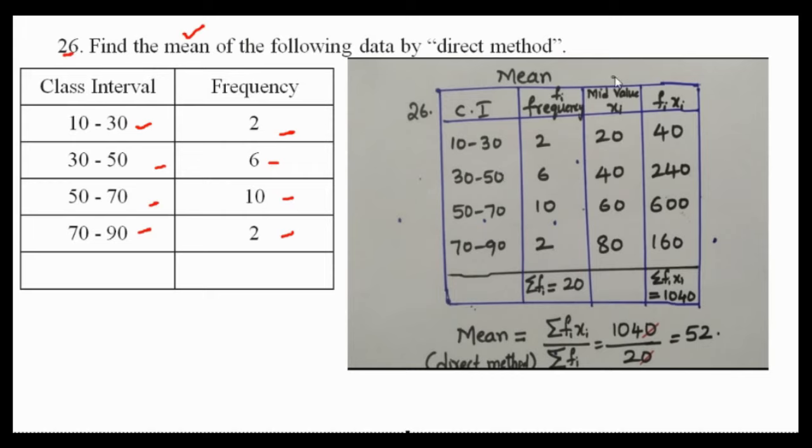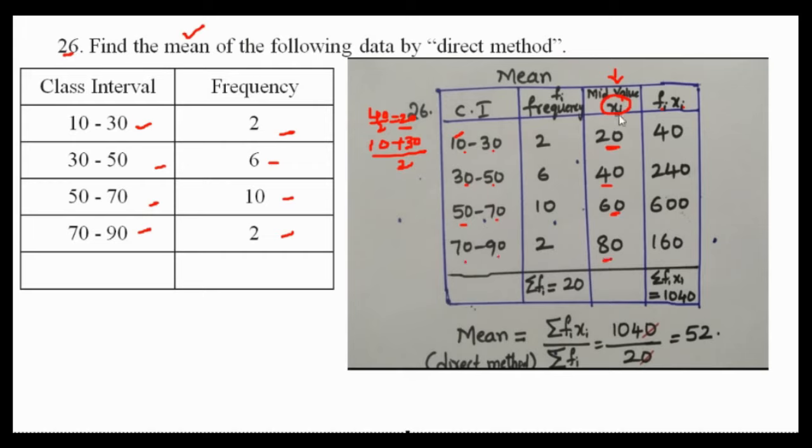To find the mean in direct method, we require the mid value, which is represented as xi, and fi xi. The mid value of 10 to 30 is 20. Another way is you just add and divide by 2. Lower limit is 10, upper limit is 30, 10 plus 30 is 40, 40 divided by 2 is 20. This is how you find the mid value. So 30 to 50 mid value is 40, 50 to 70 mid value is 60, 70 to 90 mid value is 80.